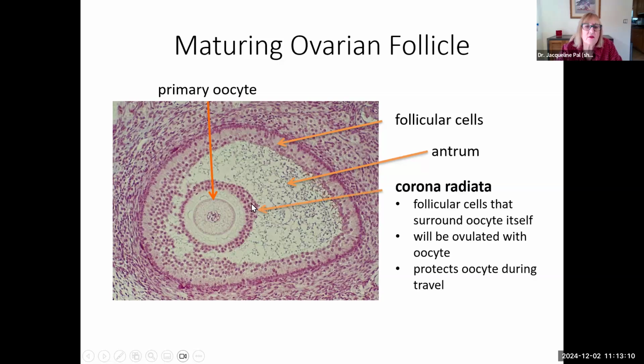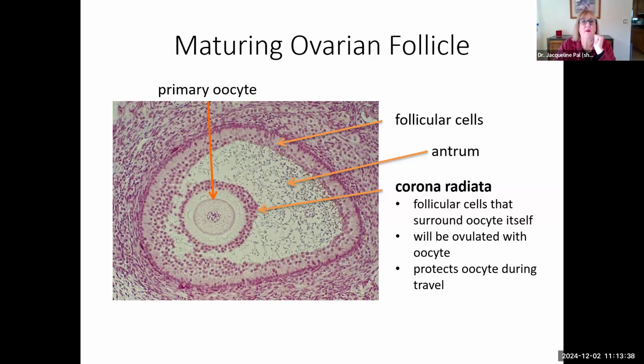So the follicular cells that are surrounding the primary oocyte are called a corona radiata, and they are going to be ovulated with the oocyte. And think of them kind of like a bubble wrap surrounding the oocyte. So as that oocyte is tumbling around, we have these cells tumbling around, and if these cells die off, who cares?